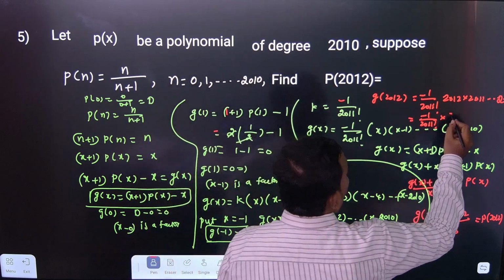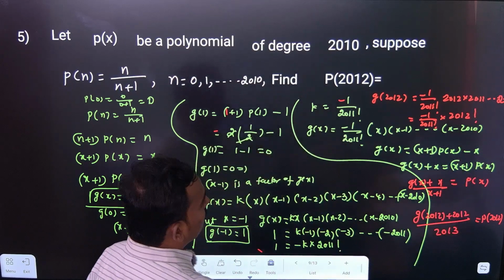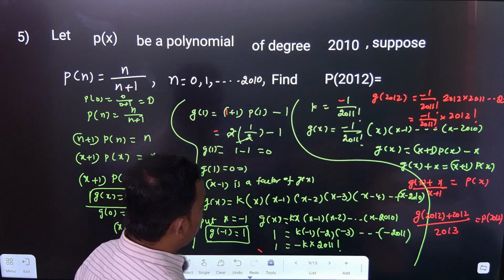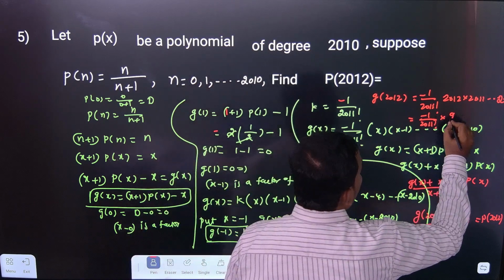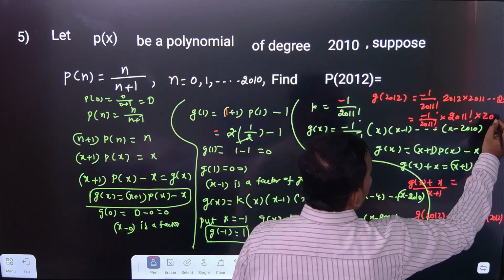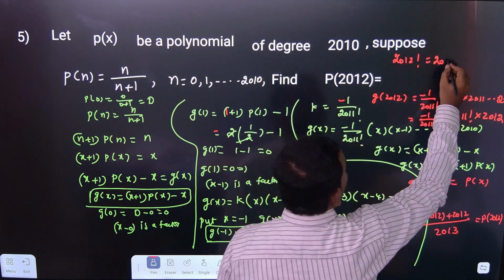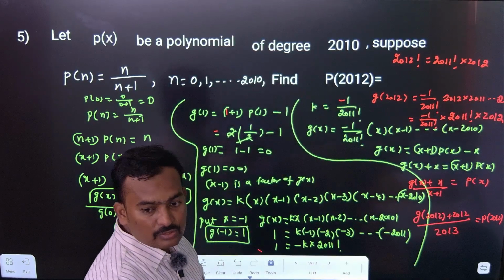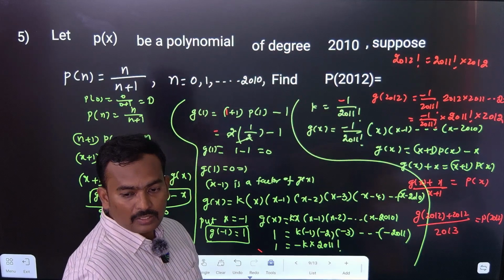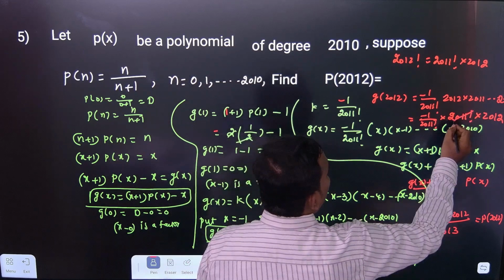How to write? 2012 factorial we can write. Okay, so 2012 factorial, how to split? You can see, 2011 factorial into 2012 we can write. You can see here, student, 2012 factorial, how to write? 2011 factorial into 2012. Because 2012 factorial means what? 2012 into 2011 and so on to 1. Okay, so this will cancel.